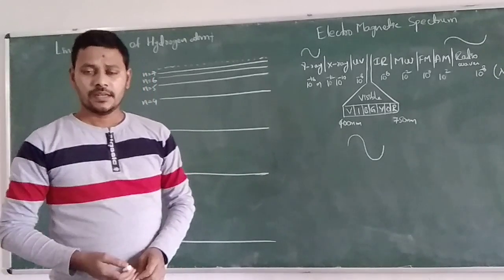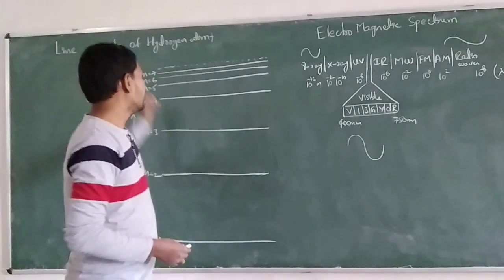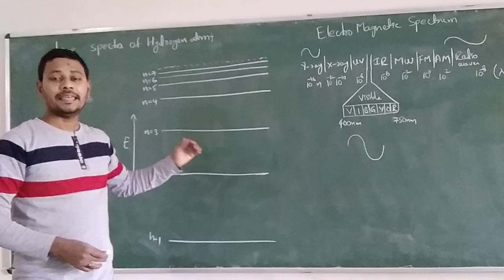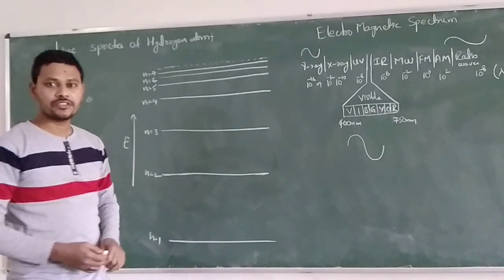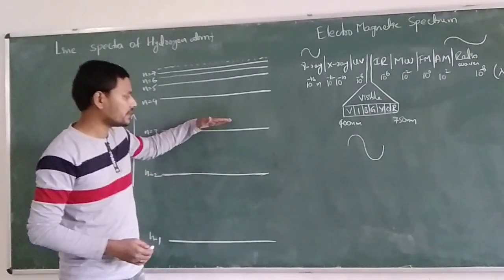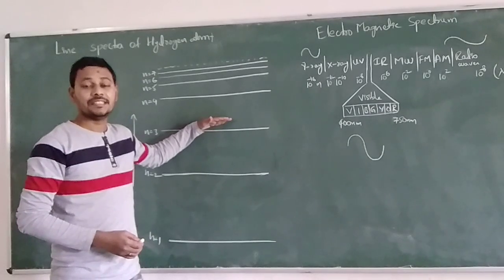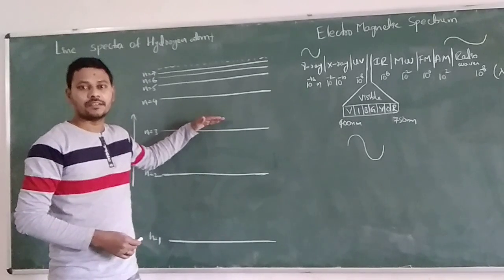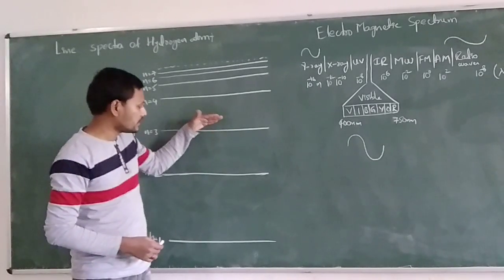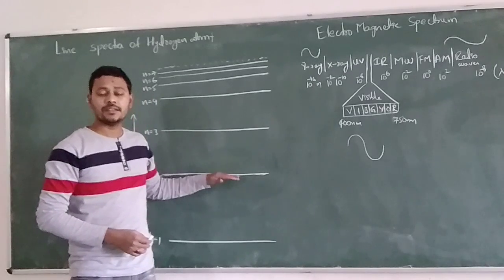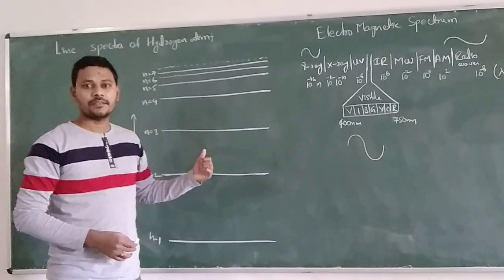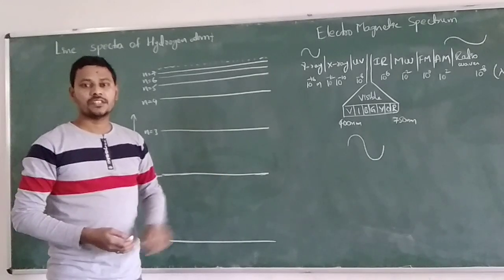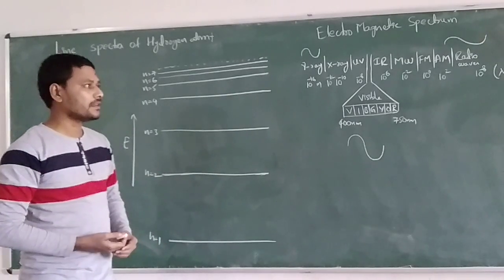What is line spectra? It is generated due to the excitation and de-excitation of electrons. When the electron jumps from a lower energy level to a higher energy level, it is called excitation. When the electron jumps from a higher energy level to a lower energy level, that is called de-excitation. In this process, when we record the radiations or wavelengths, we will get a spectrum.